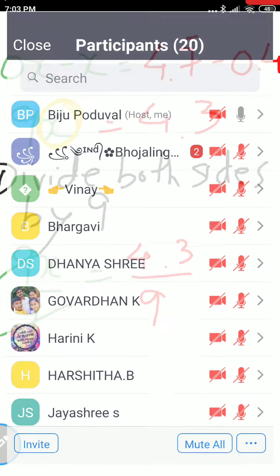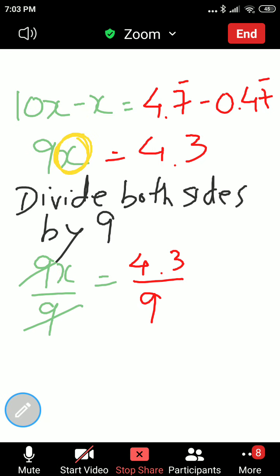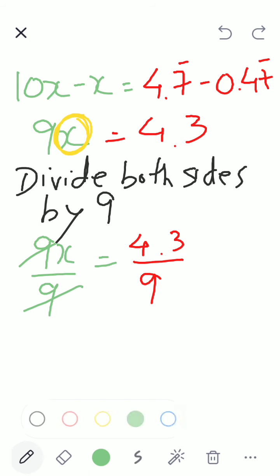Okay, thank you. So we got 9 divided by 9 and 4 point something. So we have x equal to 4.3 by 9. But the numerator is 4.3. The green bag won't allow any decimal number to enter its bag. Correct? So what will I do?